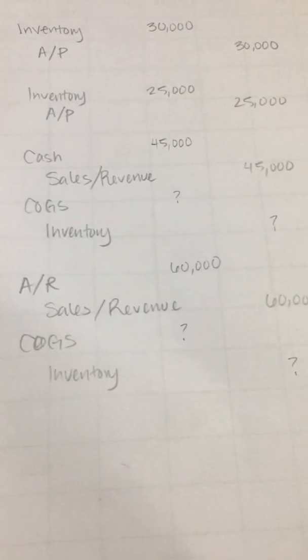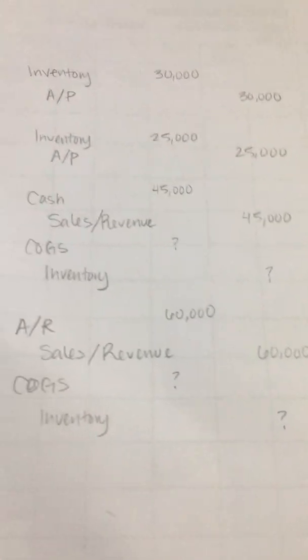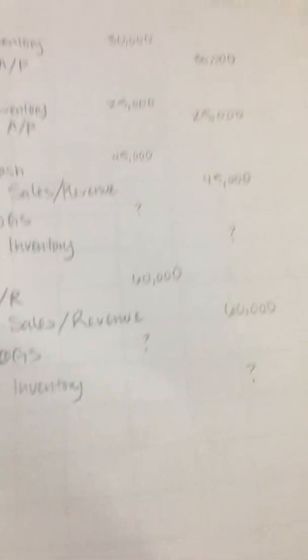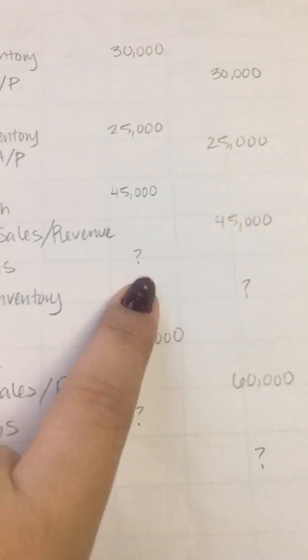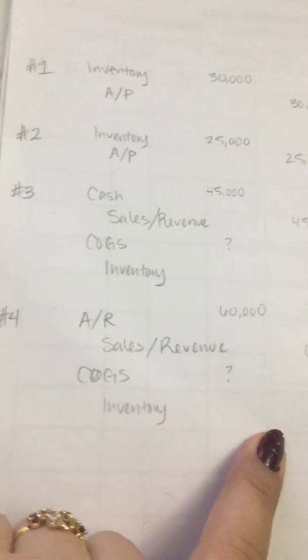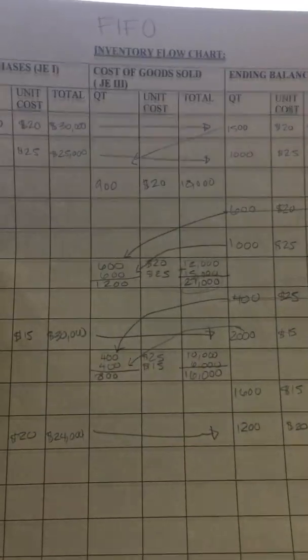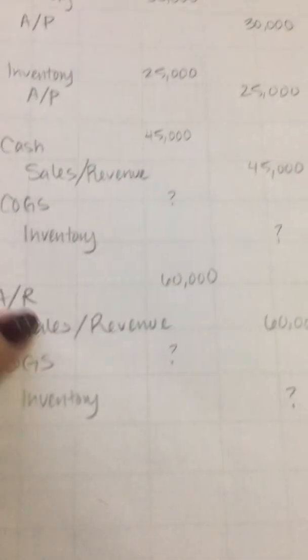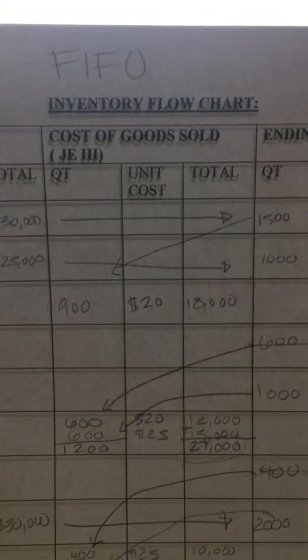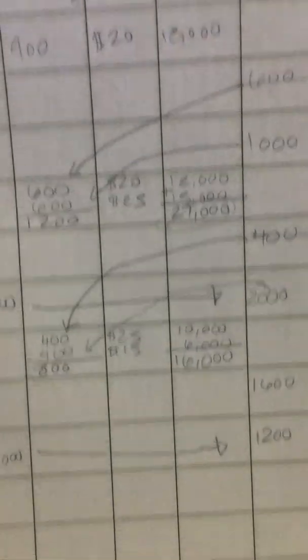Okay, last part, and I want to add another part that I forgot to include on the second video. For those where you see question marks in those journal entries, where do you get those numbers? You get that from the inventory flow chart. Specifically, in the cost of goods sold column.